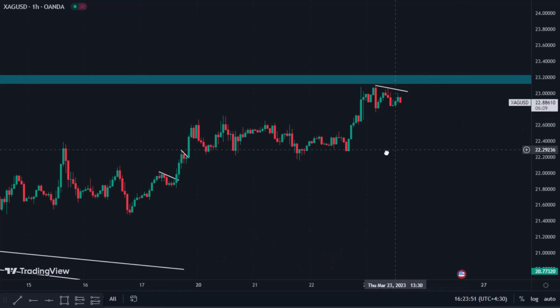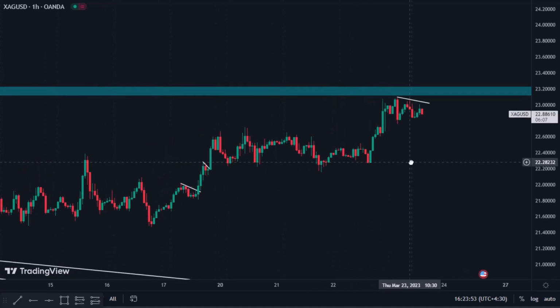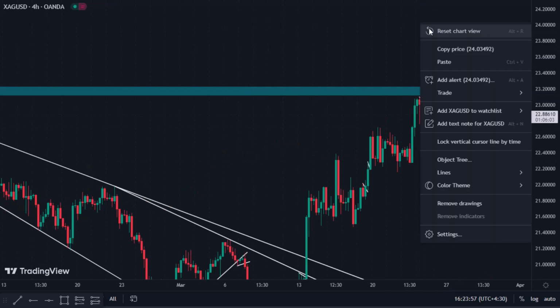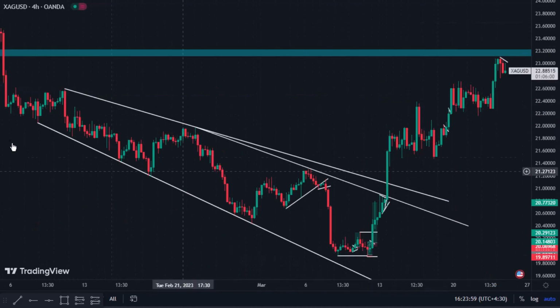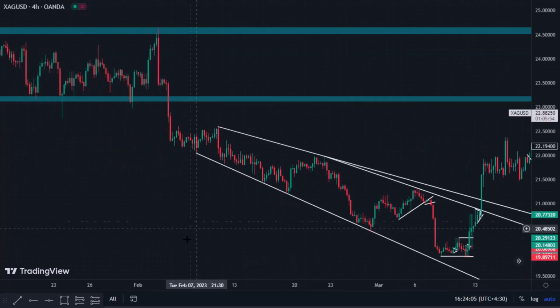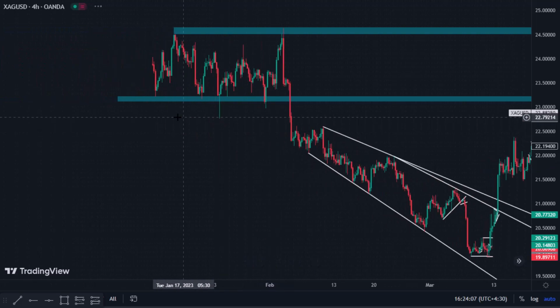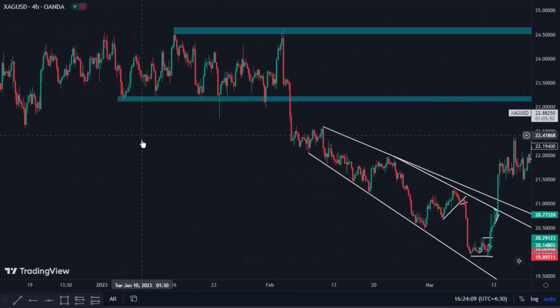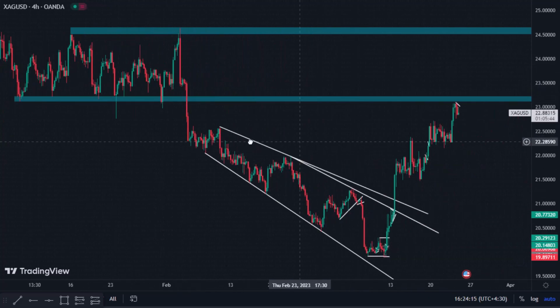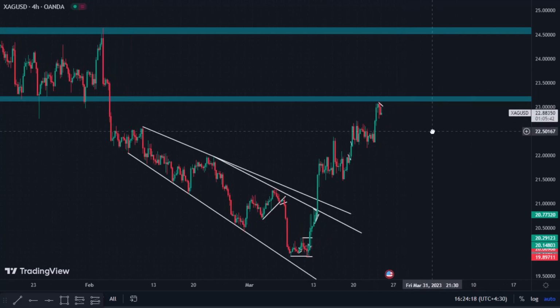As you can see, we were in a channel. Let's switch to the 4-hour time frame, so we can see we were in this channel. We broke out of that and started going up, and in my previous analysis I told you that we had this support area here, which was broken, and right now this support area is a resistance area for us.